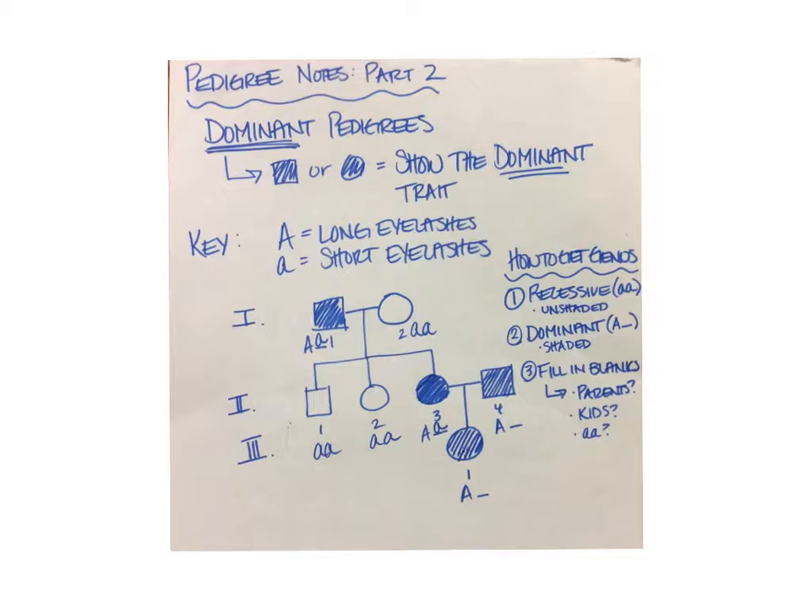Okay, so in a dominant pedigree, you shade the dominant trait. So individuals who show the dominant trait are shaded, which is different from a recessive pedigree because with a recessive pedigree, you shade the individuals that show the recessive trait. So just like a recessive pedigree, you still start off with a key. In this case, long eyelashes are dominant to short eyelashes.